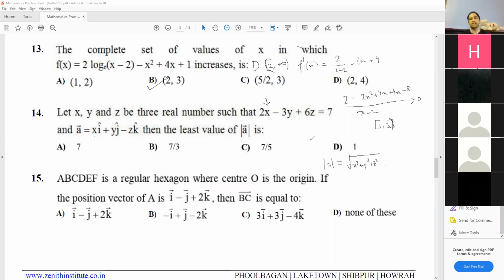So we can say that the least value of mod a will be the perpendicular distance of the origin from the plane given by this equation, 2x minus 3y plus 6z. And what is the formula for the perpendicular distance of a point from a plane? Mod of ax1 plus by1 plus cz1 plus d, divided by root over a square plus b square plus c square. Sir, yes. But it isn't written anywhere that it is a plane.